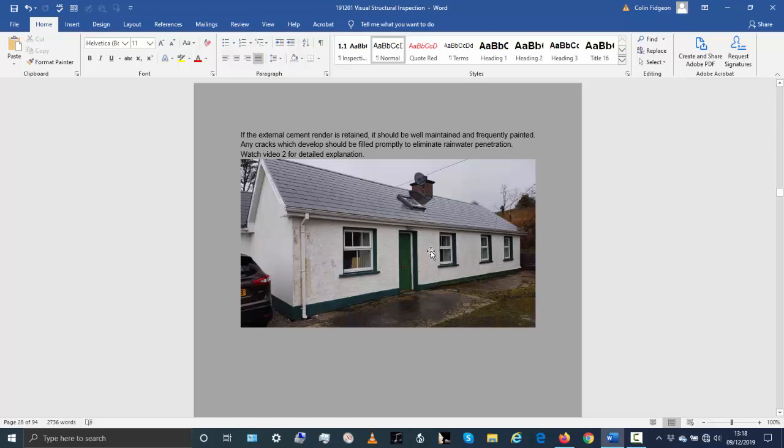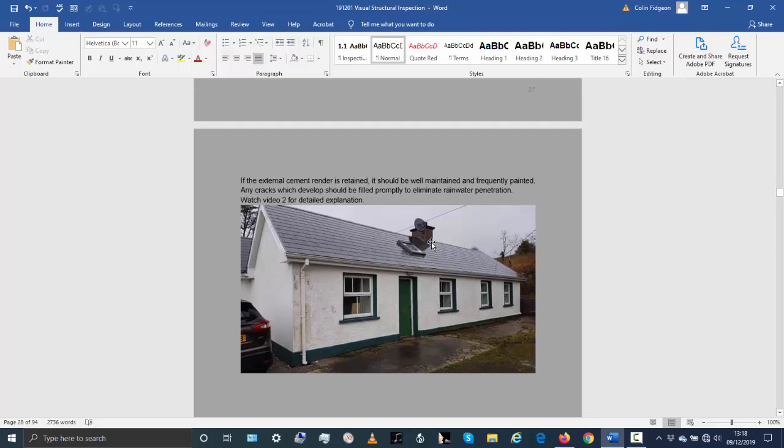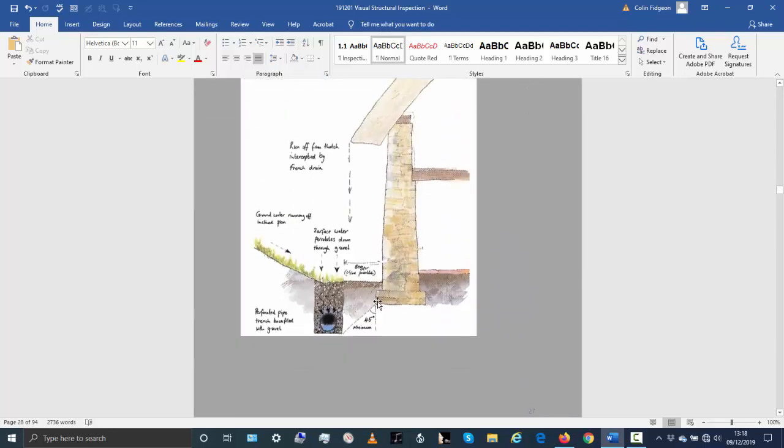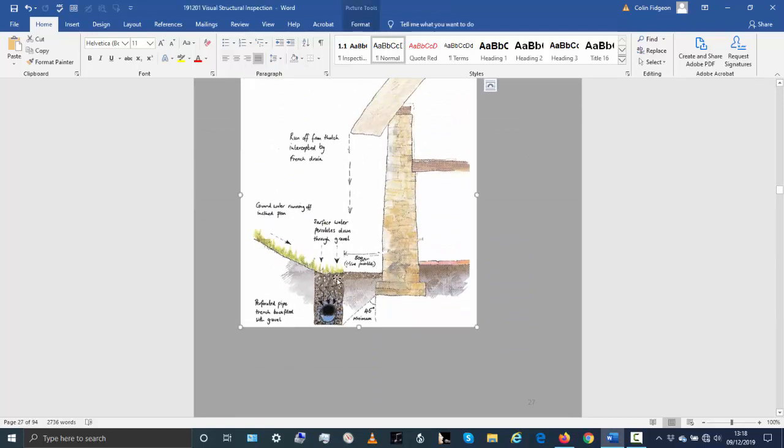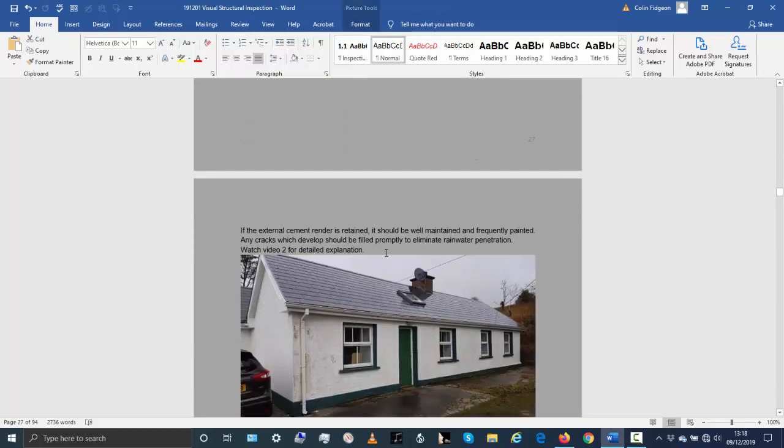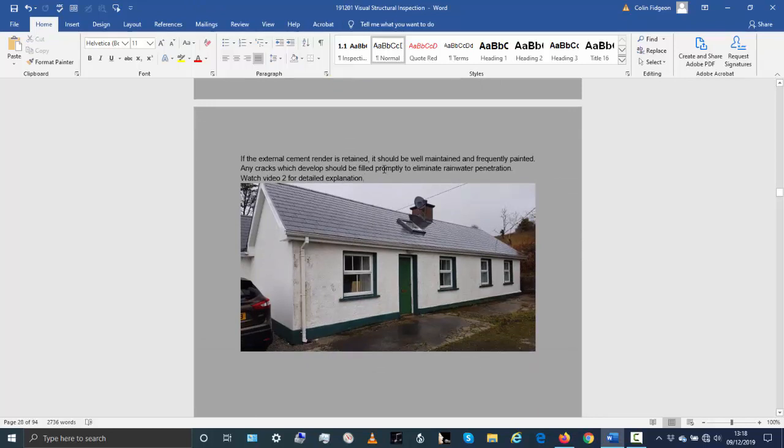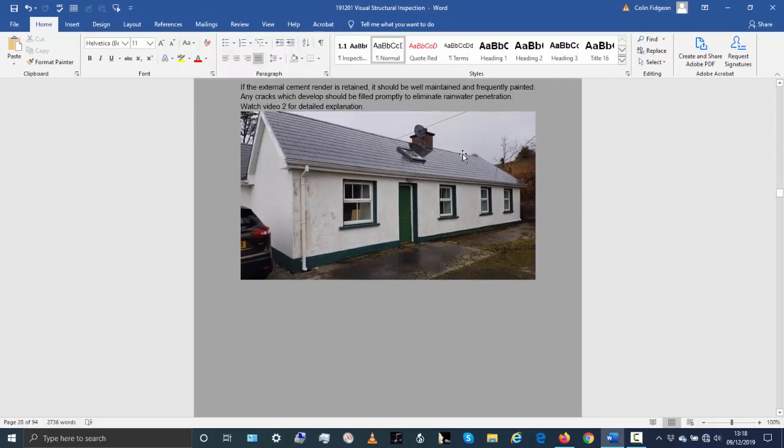And what I always recommend is try steps 1 and 2 first. Try lowering the external ground level and putting in a French drain, and see if that resolves the problem enough. If it doesn't resolve the problem to your satisfaction, then you might consider replacing the cement render with a lime render.